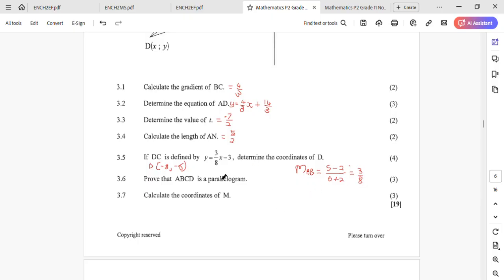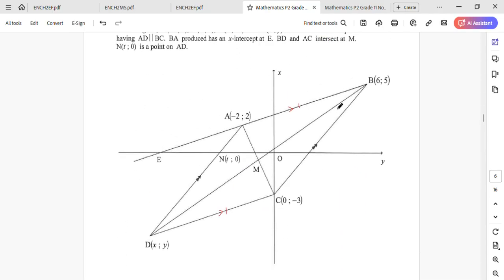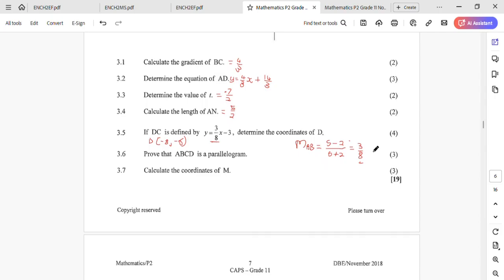So I think you see what I was talking about. This gradient is equals to this one. The gradient of the line DC is equals to the gradient of the line AB. So therefore you can say that that is the parallelogram. You can use your words, explain it in whatever way you want. Don't like explaining.